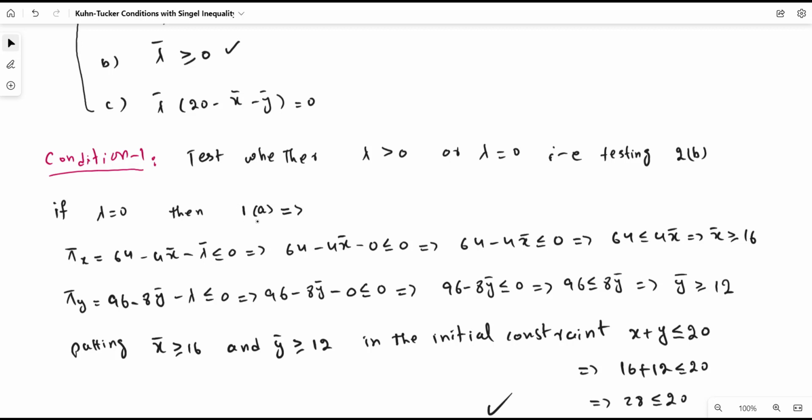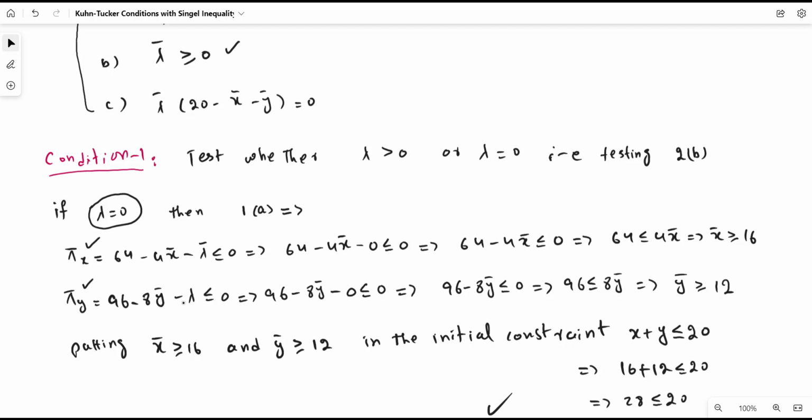That is the first condition, the derivative of the Lagrangian function with respect to x and the derivative of the Lagrangian function with respect to y, right? So we start by testing lambda equal to 0. If you put it equal to 0, it would be something like this, and you will get the value of x bar, which is at least equal to 16.